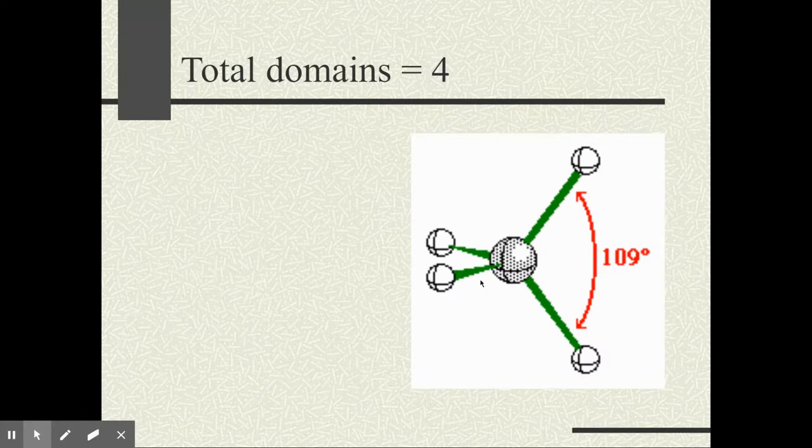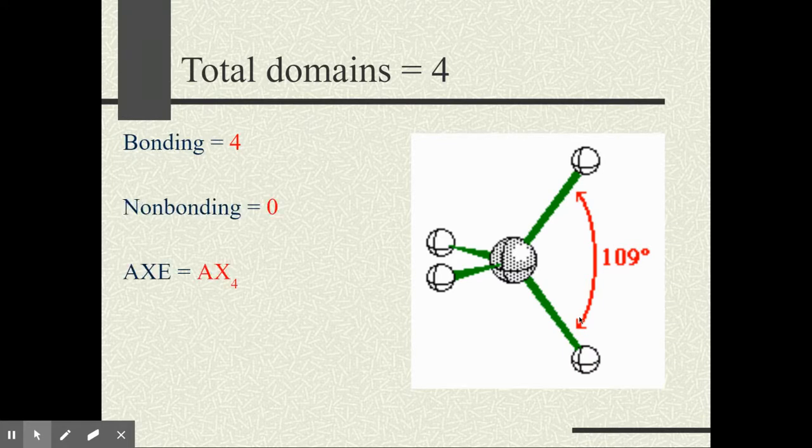Okay, four domains. So this would be something that you learned in Regents chemistry, which was tetrahedral, right? Like a methane molecule. So you need to know those bond angles. There's four bonding domains on this one. Zero non-bonding. The AXE configuration is AX4. The geometry is tetrahedral, and the bond angles are 109.